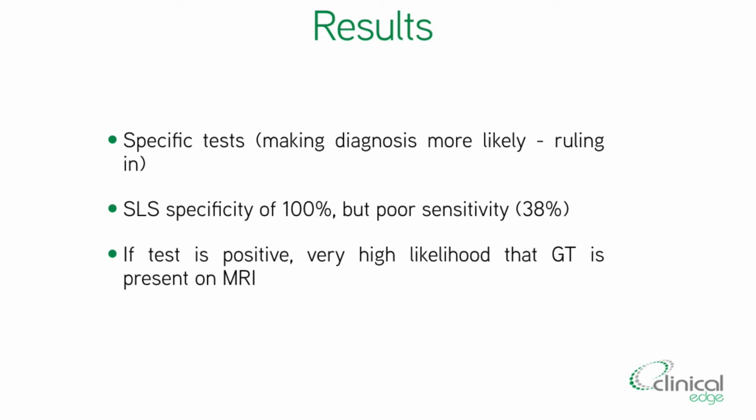So if we look through which of the tests were the most specific, a specific test is more helpful for making a diagnosis more likely or ruling in a diagnosis. The most specific test was your single leg stance, and that had 100% specificity, but it was pretty poor at ruling things out. So if you test positive, you've got a really high likelihood that your gluteal tendinopathy is present on MRI.